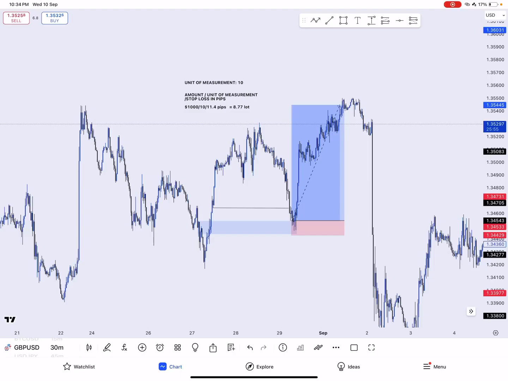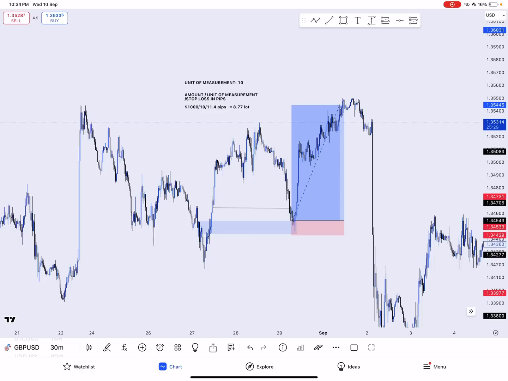So this is the same with AUD/USD, GBP/USD, EUR/USD. What you just do is use the unit of measurement of 10. So any amount of USD you are risking, be it $100, $500, $50, $10, $1,000, $10,000, you just have to do that amount in USD divided by the unit of measurement, which is always fixed at 10, then divided by the stop loss in pips. Whichever amount it gives you is the lot size you should be using.